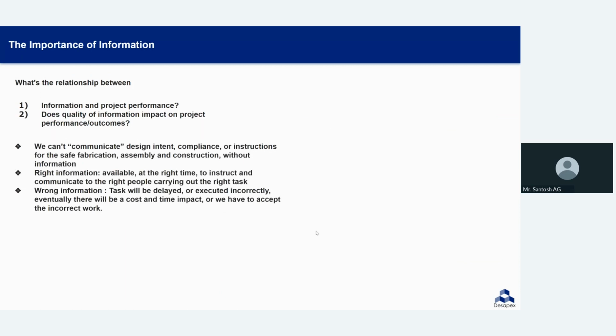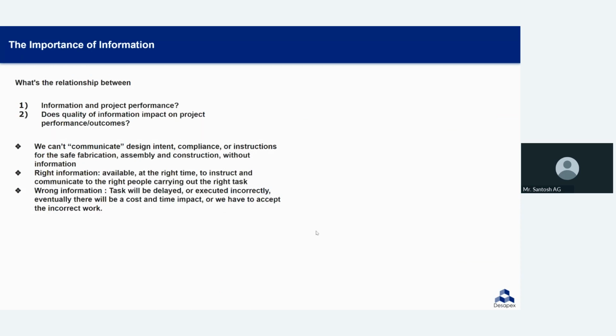We can't communicate design intent, or any compliance or instructions for the safe fabrication, assembly, and construction without the information. And it will be very difficult to safely maintain and operate a building or a piece of infrastructure without any information. To carry out any task successfully, we will need the right information available at the right time to instruct and communicate to the people carrying out the task what is required. And of course, you need the people to understand the information and execute the task in accordance with the instructions.